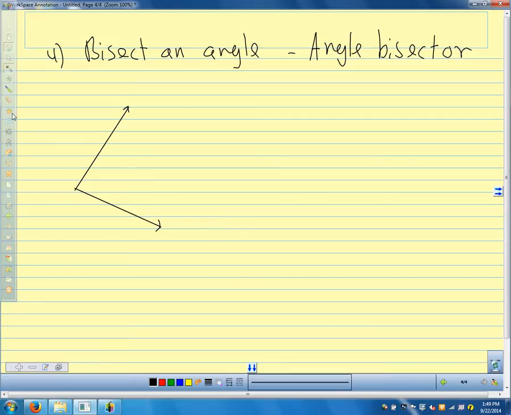So the first thing I'm going to do is grab my compass and set the point on the vertex. And just like the other time that we dealt with an angle, we're going to make an arc through both sides. Any arc, doesn't matter. So I can make any arc through both sides.